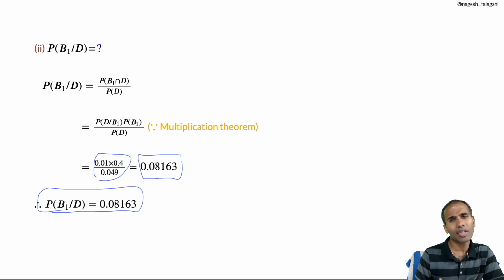Similarly, one can be interested in probability of B2 given D and probability of B3 given D. They can also be worked out in similar fashion. Okay.